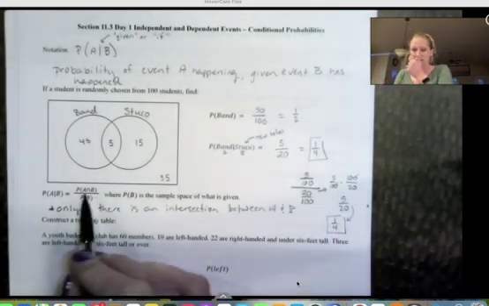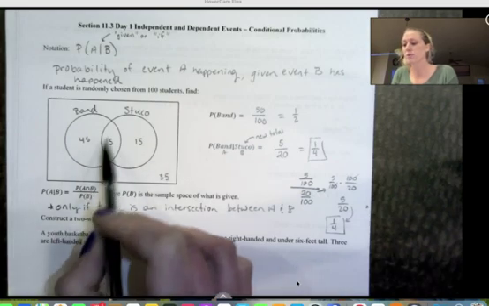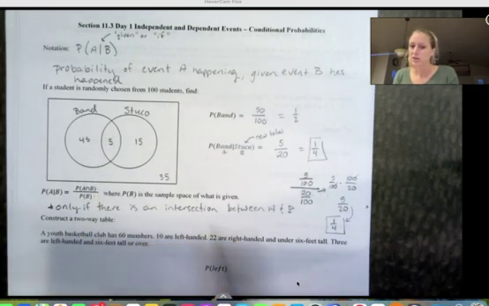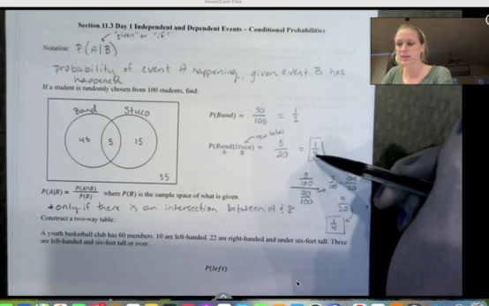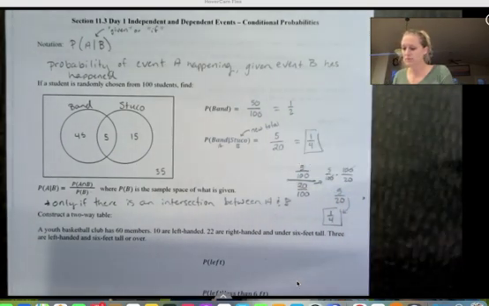This is just another way to think about it. So this formula is something you can use, and that works if there's an intersection. It's also not too terrible to think about when you have a Venn diagram. Just knowing that we have a new total is really important.